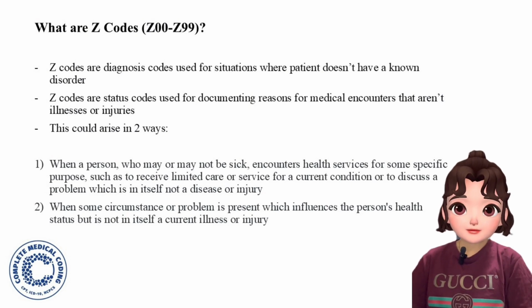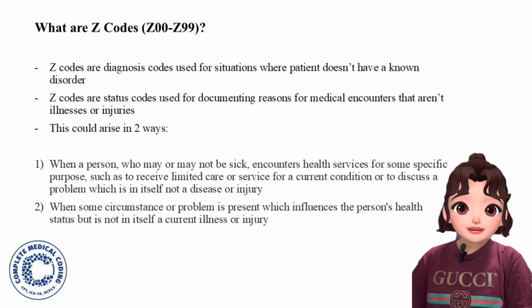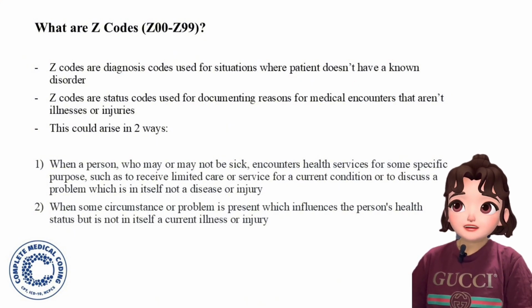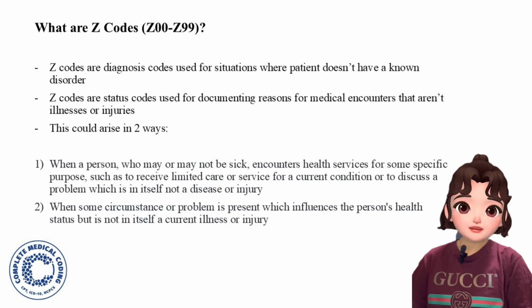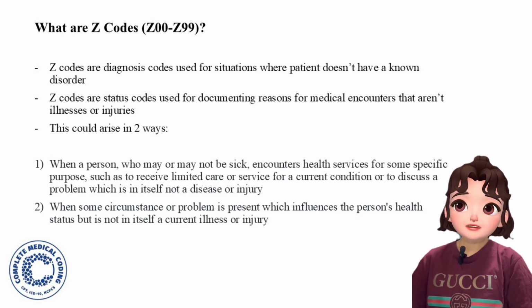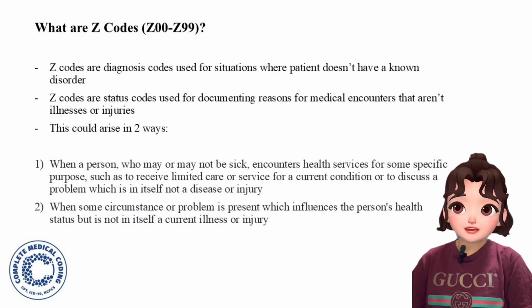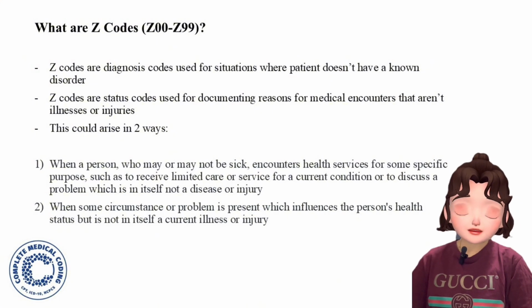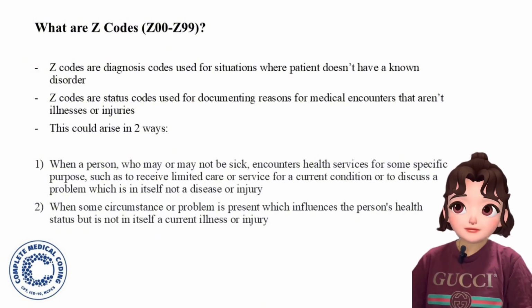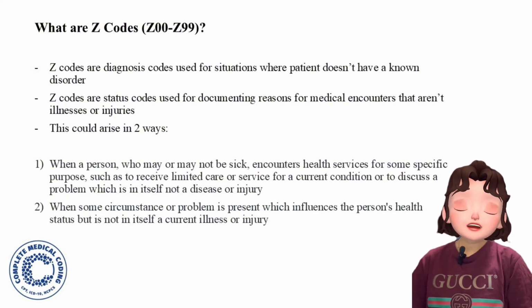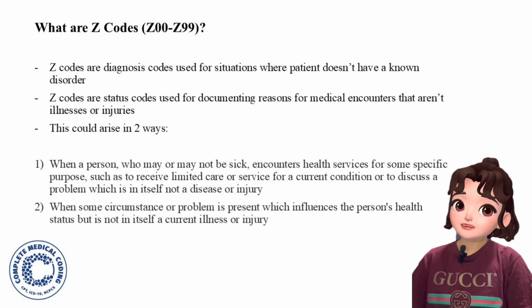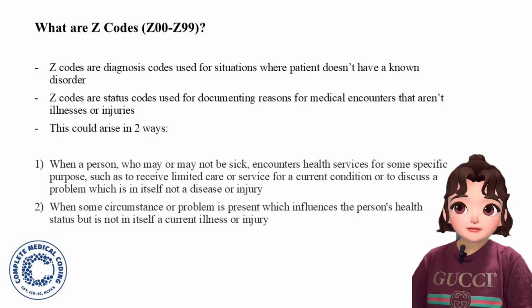disease or not. Z codes are status codes used for documenting reasons for medical encounters that aren't illnesses or injuries. Same. If there is no present injuries or illness, no present injuries or no present illness. So for documenting the reasons for that encounter, we are using Z codes. Like as a history, we are using Z codes. So this could arise in two ways.